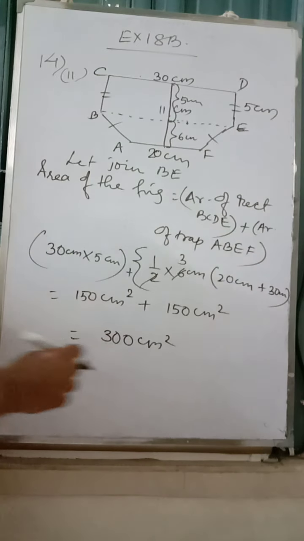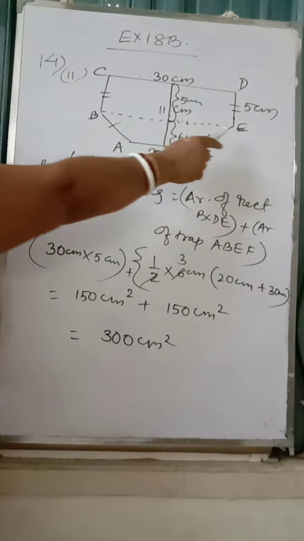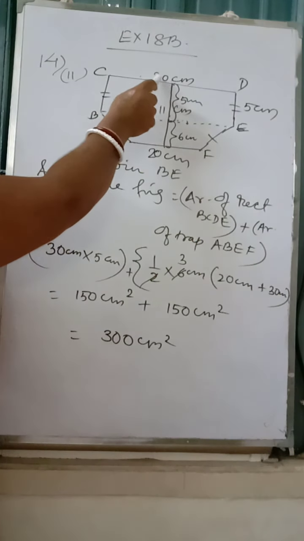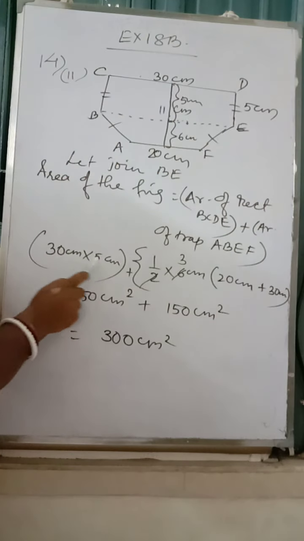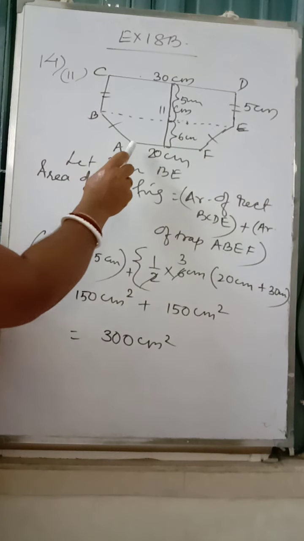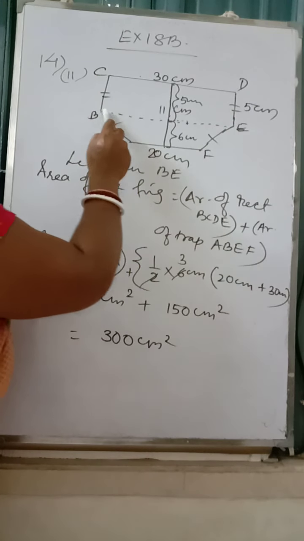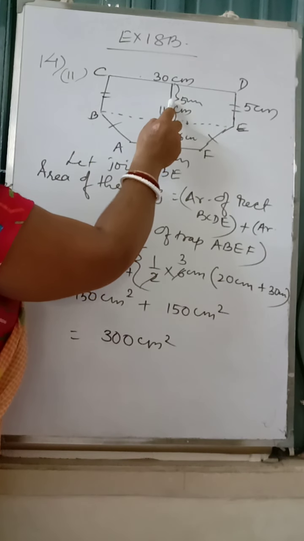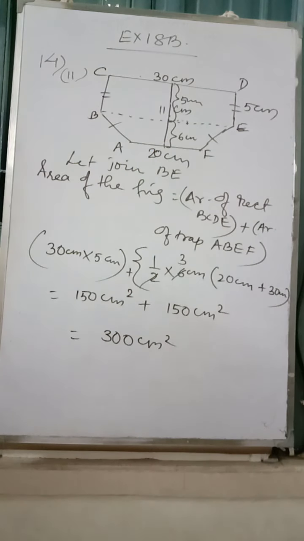Once again I am telling you, I have joined this BE. Now CD was 30, so BE also would be 30. So the area of this BCDE will be 30 into 5 centimeter because this breadth is 5 centimeter. Now come to the down portion. This parallel side is 20 centimeter. This is 30 centimeter. The total height was 11. If the height of this rectangle is 5, the height of the trapezium would be 6. So we got the area of trapezium, half into height into sum of parallel sides. So we got again 150 centimeter square, and both are added to find the area of the figure.